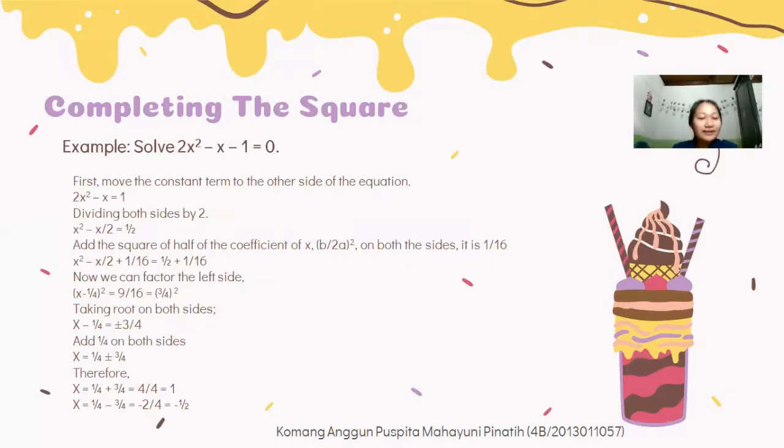And then we take the root on both sides. We get x minus 1 divided by 4 equals plus or minus 3 divided by 4. And we add 1 divided by 4 on both sides. Therefore, we get two solutions: x is 1, and x is minus 1 divided by 2.